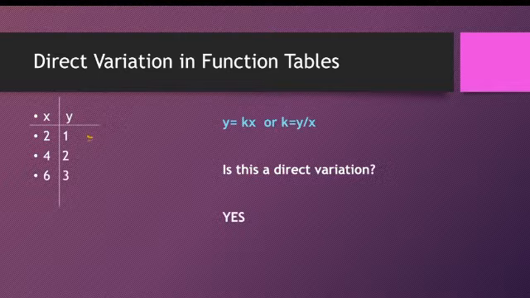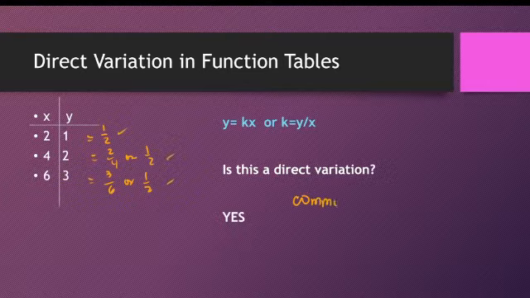So 1 divided by 2 is 1 half. 2 divided by 4 is 2 over 4 or 1 half. And then 3 divided by 6 is 3 over 6 or also 1 half. So they are all equal. So therefore, this is a direct variation. Kasi hindi lang porket both increasing sila at both decreasing sila, automatic direct variation na. So it is still very important na meron silang common ratio for us to consider that this function table is representing a direct variation.